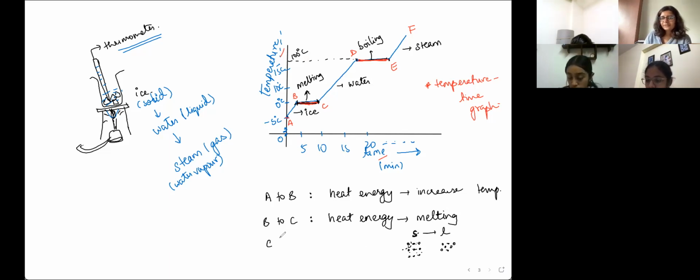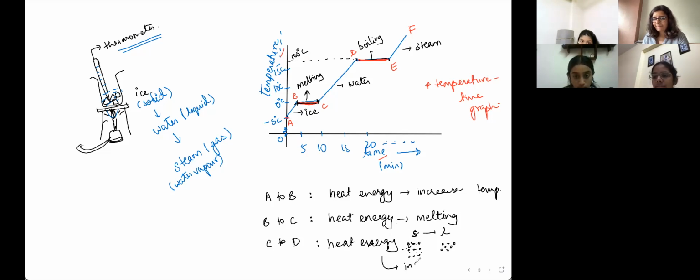So again, C to D, liquid है. So यहाँ पे कोई intermolecular force of attraction नहीं टूट रहा, because it's in liquid form throughout. So whatever heat energy we are supplying, that is again used to increase the temperature. Then after we get to D, same thing happens. So D to E also, the heat energy is used in boiling.